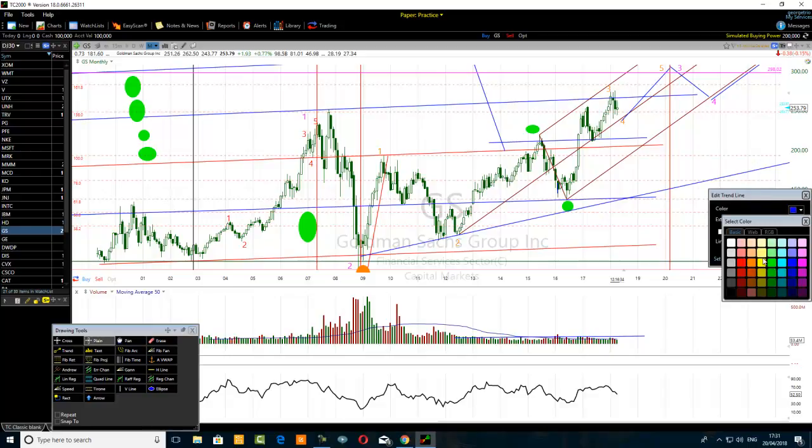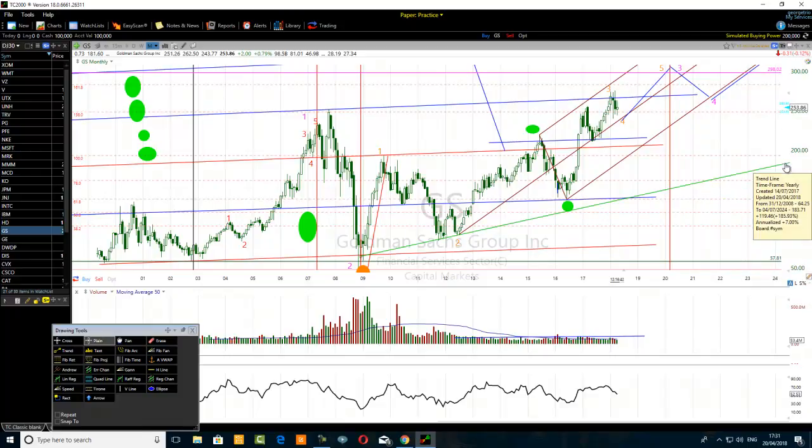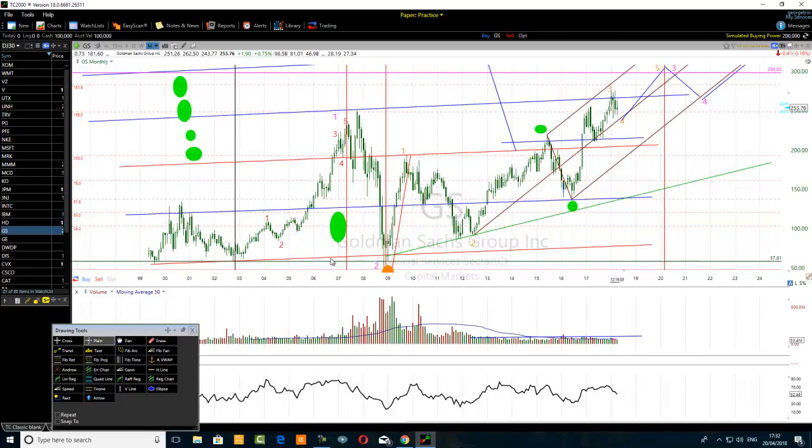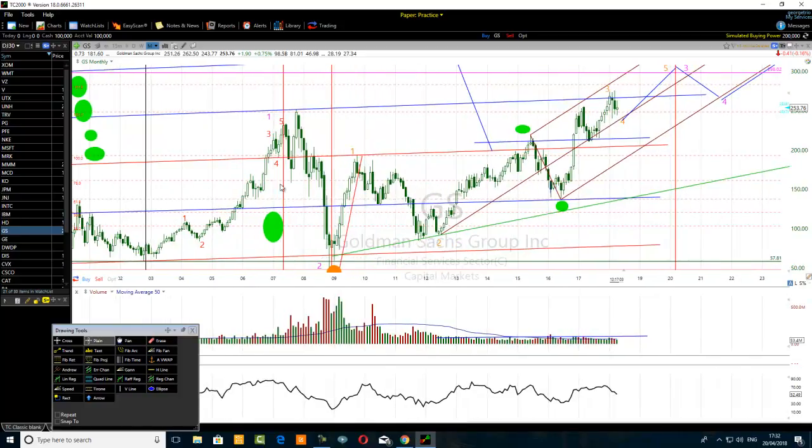Which color should I use now? Green. Yes, dark green will be good. That correction may stop on the edge of that trend line or may go a little bit below it before coming back. We will see, but it's going to be a very, very interesting correction when Goldman Sachs is completing its fifth wave of a higher degree. And if it's starting a correction, the S&P 500 may also follow Goldman Sachs, as it has been doing for many years.